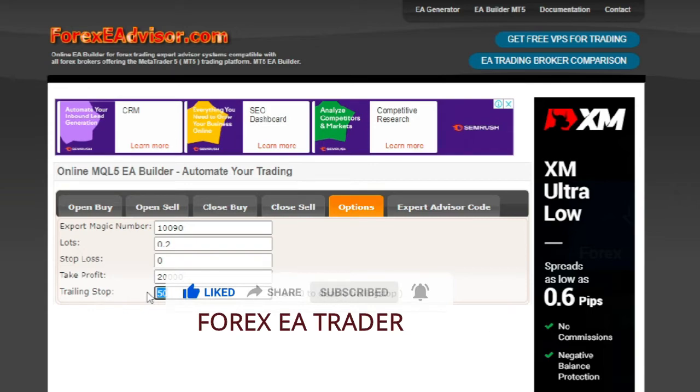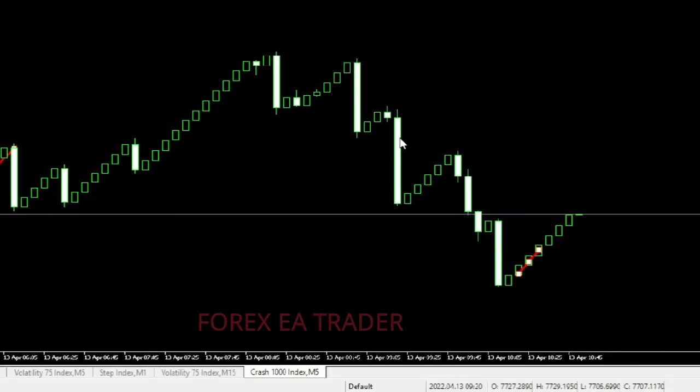Trailing stop, I wouldn't really worry about it, because crash and boom, when they spike, they don't care about your stop losses. So that's why I did not bother to think about a stop loss there. Usually these spikes, they don't respect stop losses. So why bother with the stop loss? It's not going to be respected anyway.